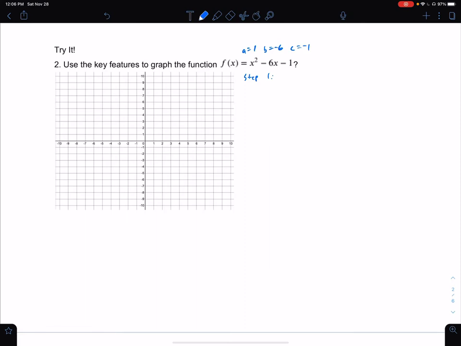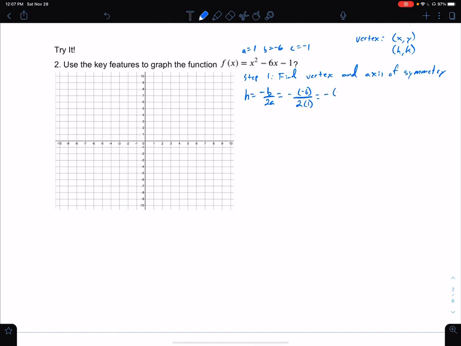So step 1, we're going to find the vertex and axis of symmetry. And to do that, your vertex, or your xy coordinates, are h and k. And we have a formula to find h, which is negative b over 2a. So we'll plug our values in here. B is going to be negative 6, and then a is 1. So be careful with these negatives.